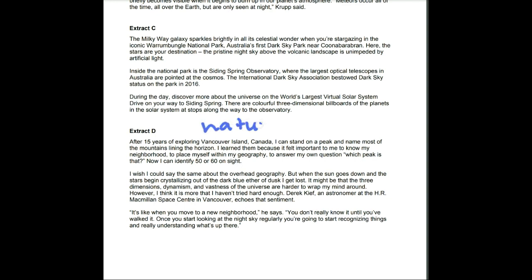So we do have here the natural world, and the really big emphasis here is on learning and how it's important and really significant to learn about the world around us. And it also talks about becoming familiar with nature and the universe.